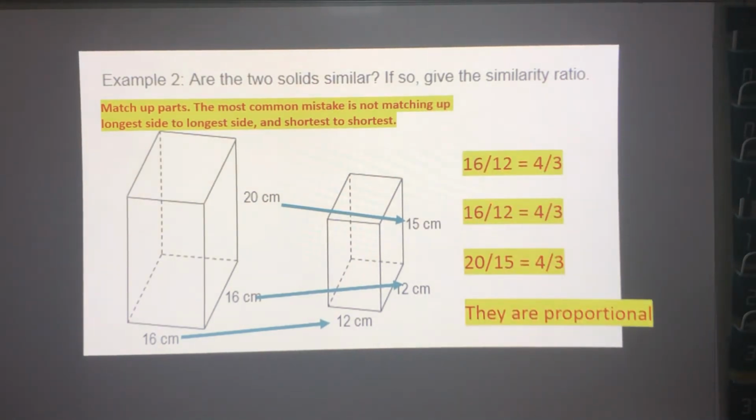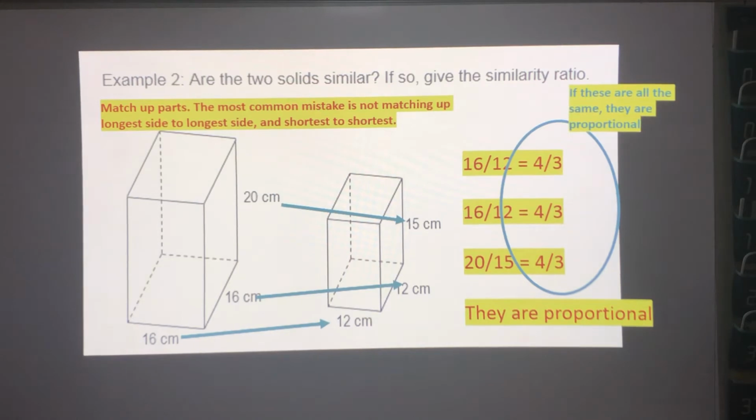All right, if we go through the left side divided by the right side, the left side divided by the right side, we get a value of 4/3 for their ratio. Because these are all the same, they are proportional. That's what we're looking for. Every single ratio has to be the same for each dimension of the shape. If two are the same but one is different, it's not proportional. They all have to be the same to be proportional.